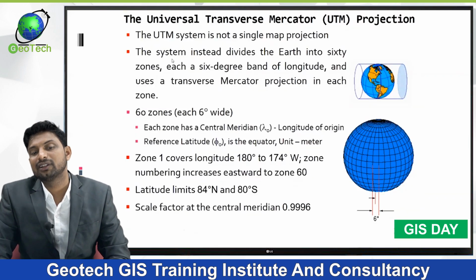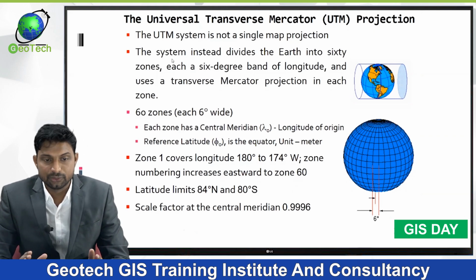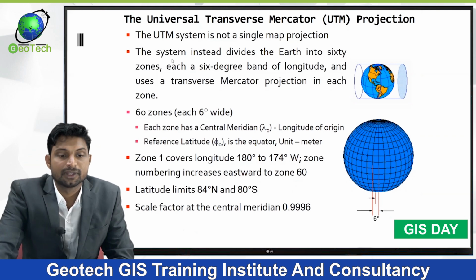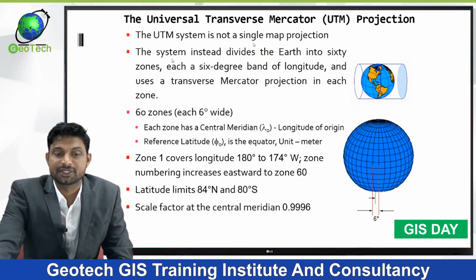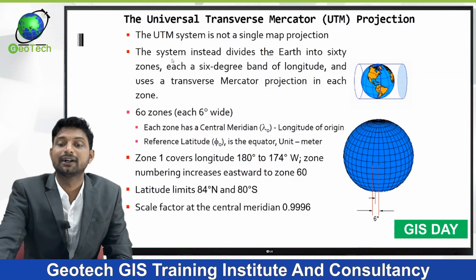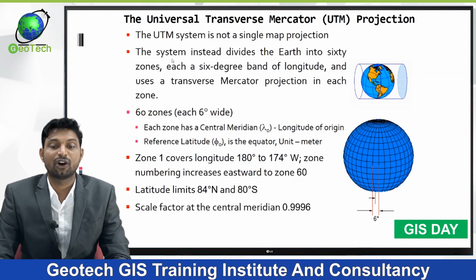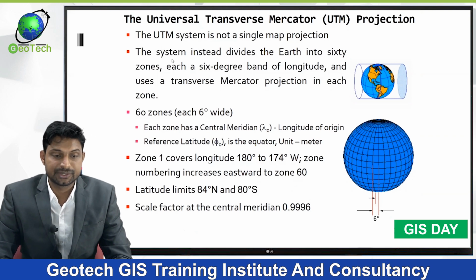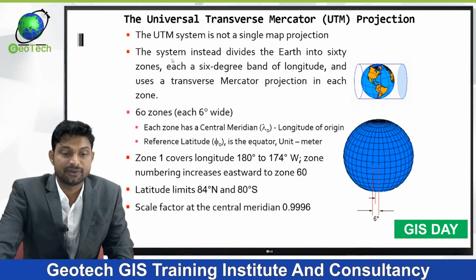One is important, that is the Universal Transverse Mercator, the UTM zone. We will learn UTM zones first. What is UTM? The UTM system is not a single map projection. The system instead divides the earth into 60 zones, each a 6-degree band of longitude, and uses a transverse Mercator projection in each zone.